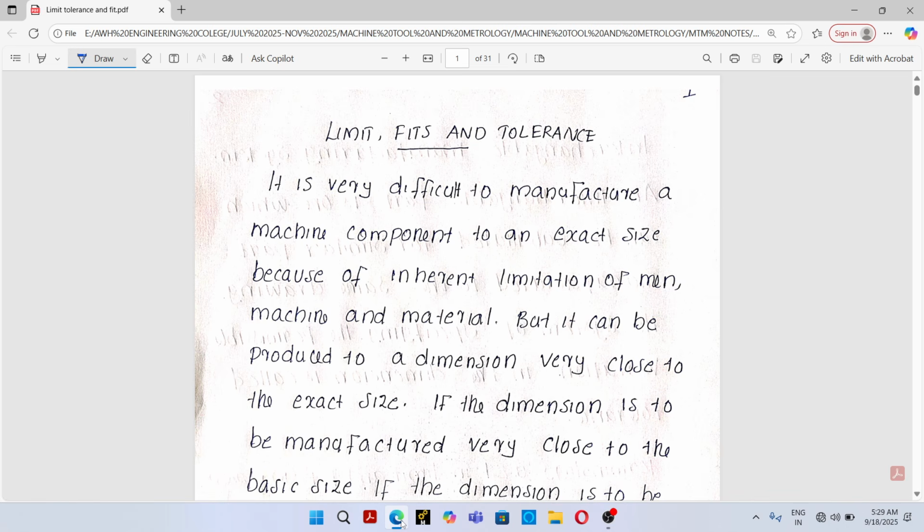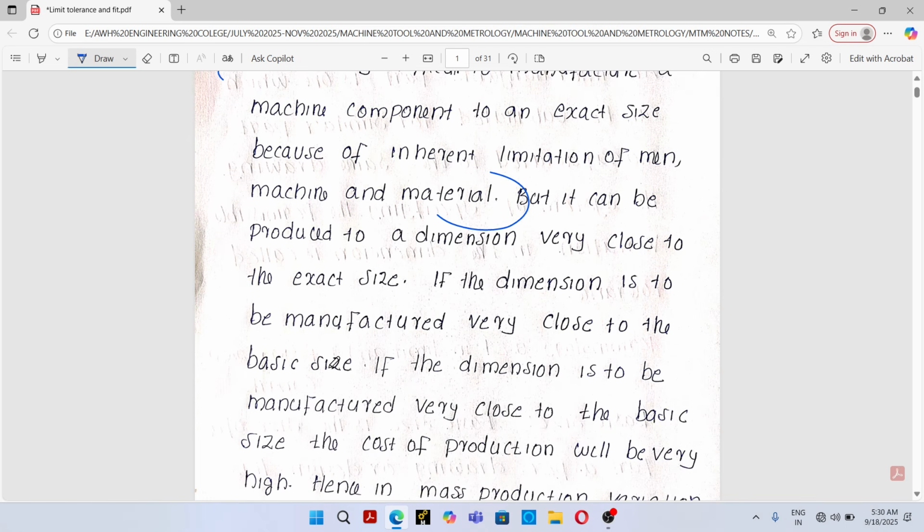Before discussing the concept of limit system, I am going to explain what is the need of a limit system in a manufacturing industry or a production industry. It is very difficult to manufacture a machine component to an exact size because of inherent limitation of man and material. But it can be produced to a dimension very close to exact size.